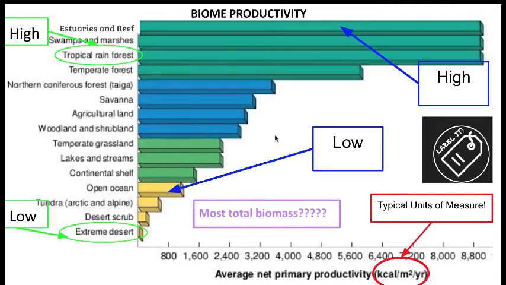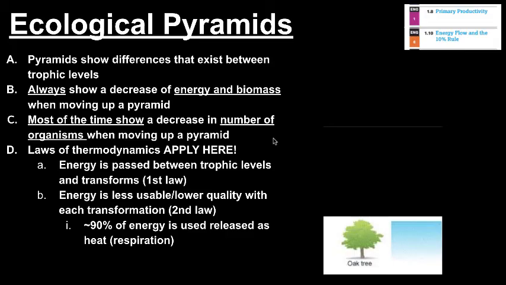However, what has the most total biomass? Most total biomass is our open ocean, because remember, 70% of our planet is ocean, essentially, and that allows for a lot of photosynthesis to go on, but per square meter, it's low.